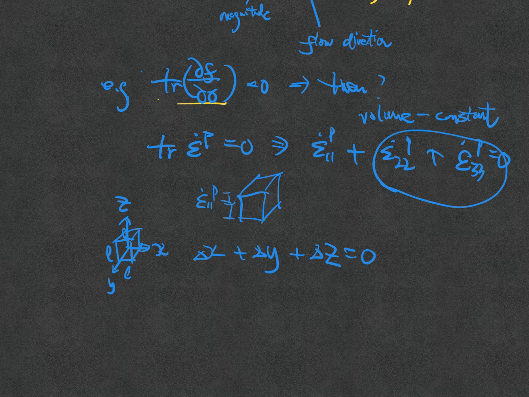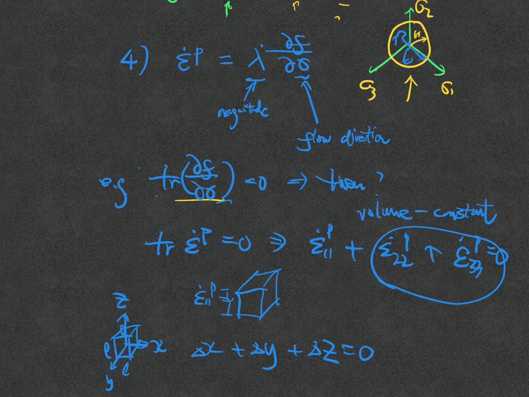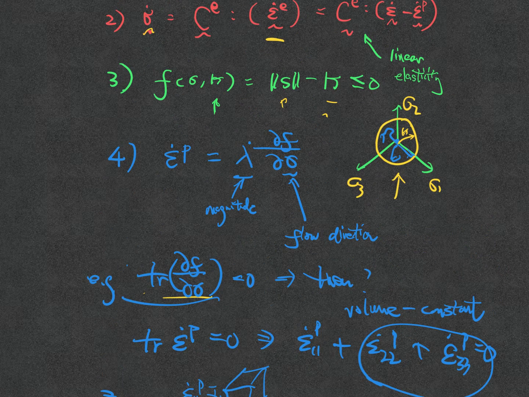Okay, you see what I mean? So if you have a box and I increase one side, and the other two dimensions change by the same amount, the volume would be identical. Okay, so that's why. And the example of the trace of the stress gradient equal to 0 is actually J2 plasticity.